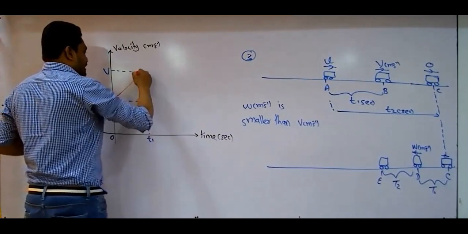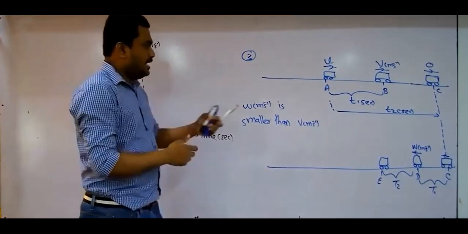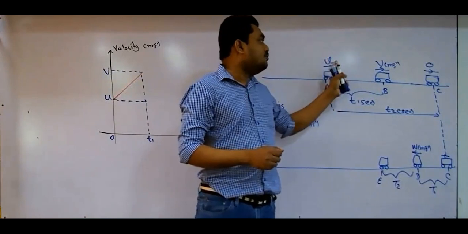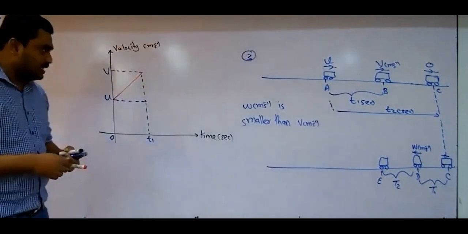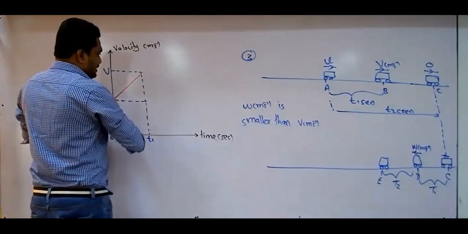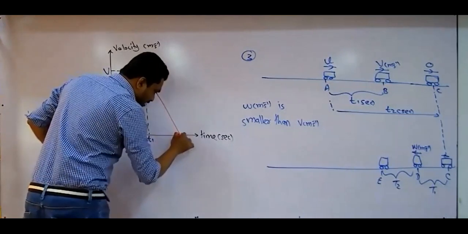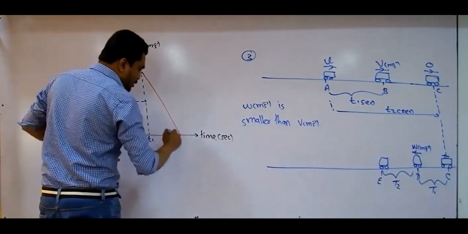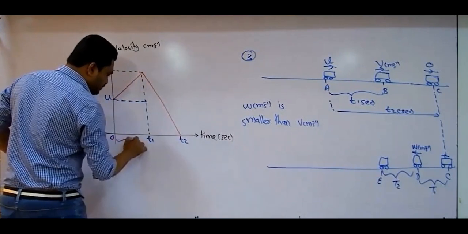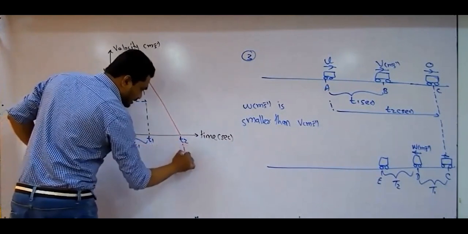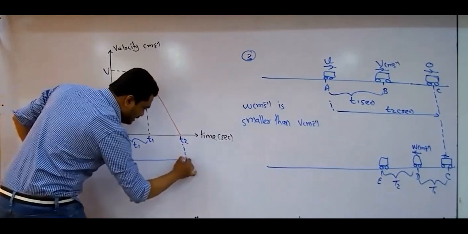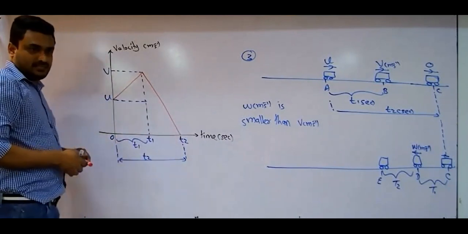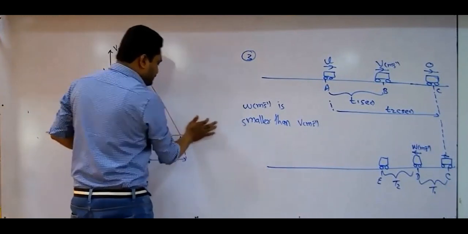An object travels within t1 seconds from A to B with a constant acceleration. Velocity increases from u to v. After that, the object decelerates and comes to rest. That time period is t2. This is t1 and this is t2, that's 0, t1, t2. That's the real meaning. After that, what will happen?